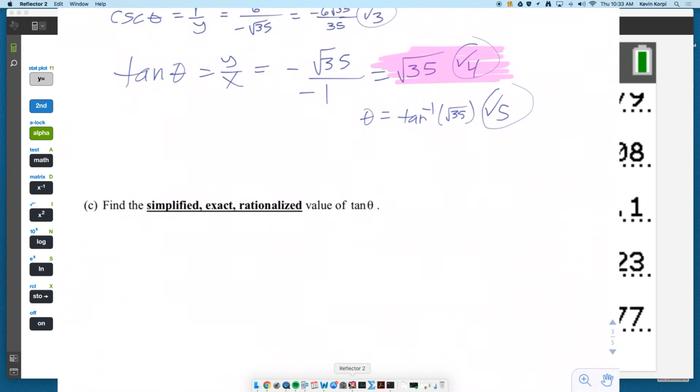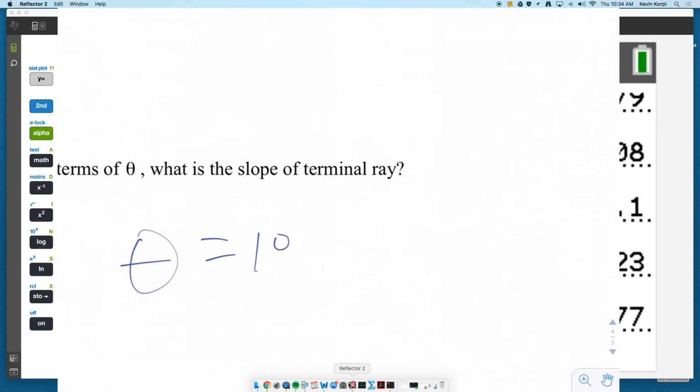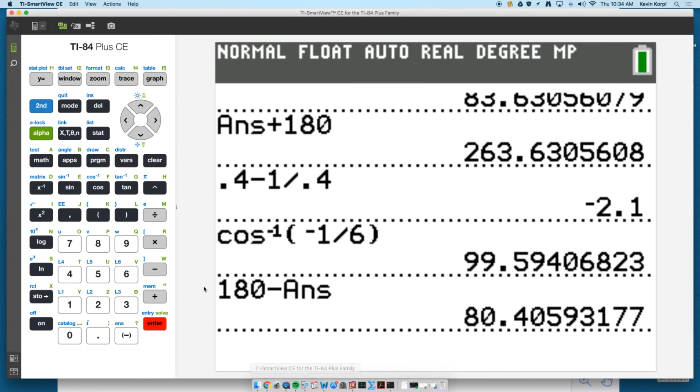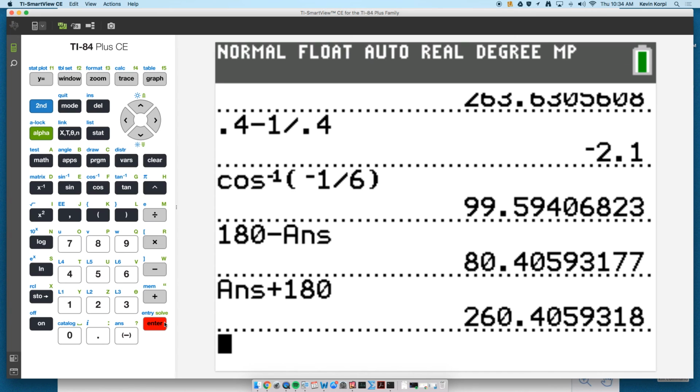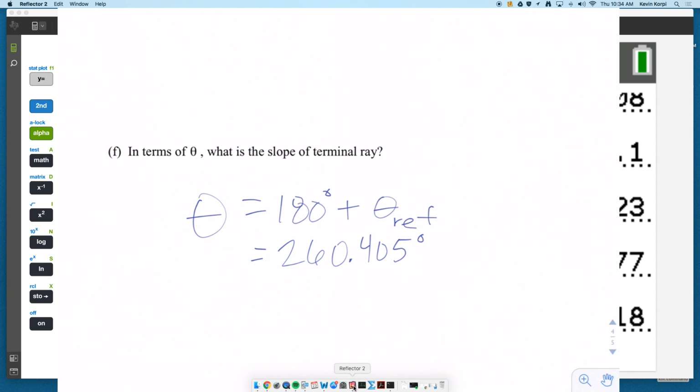So the last part here that we'll do, the actual value, theta is equal to 180 plus the reference angle, which, since the reference angle is still there, I just say plus 180, and I have no rounding error. And you get 260 degrees, 0.405 or 406 if you want to round, that's fine, degrees. And you're done. And that was the 8th and final check. So this test was worth 17 points.